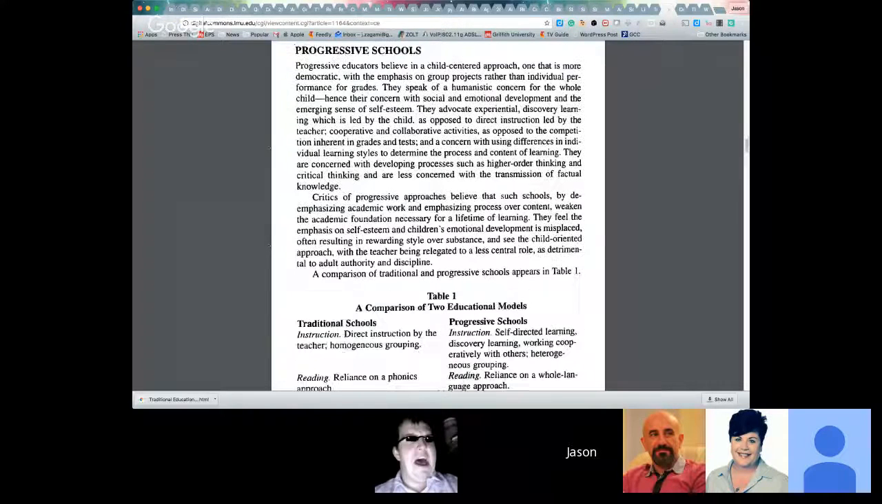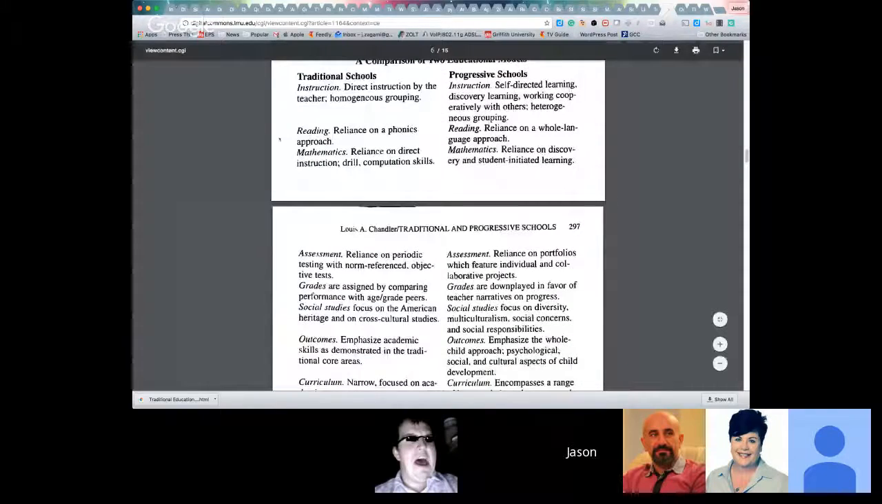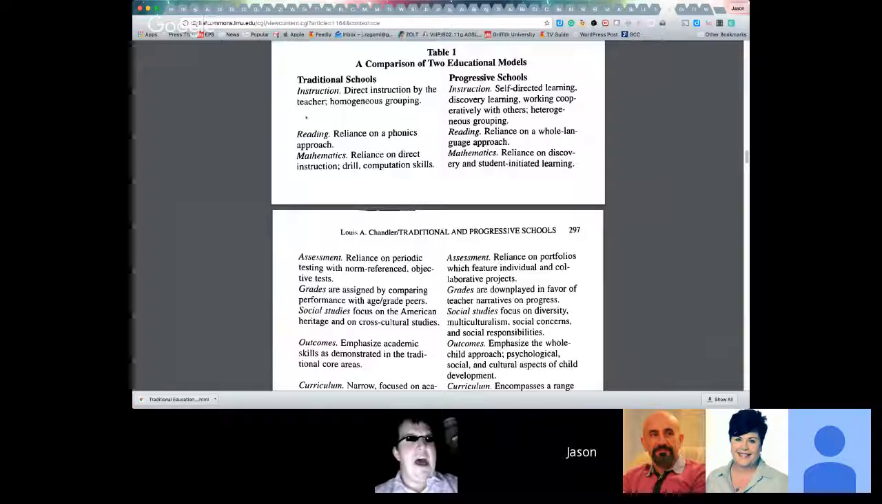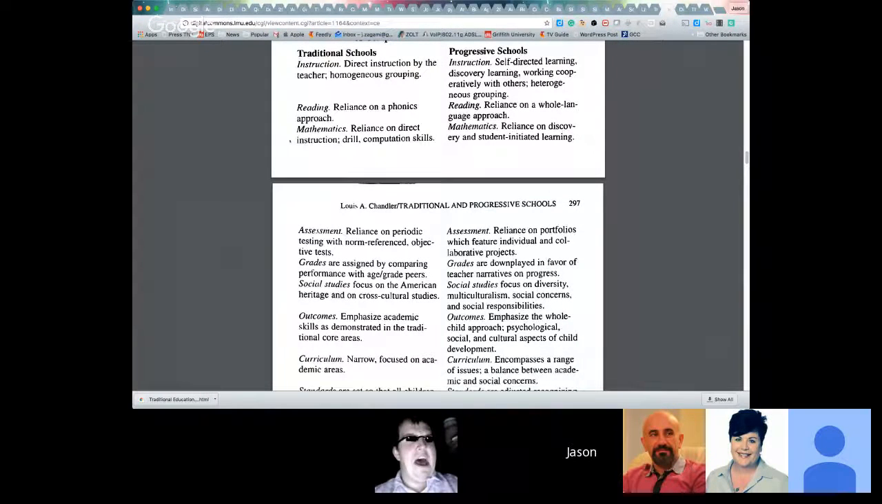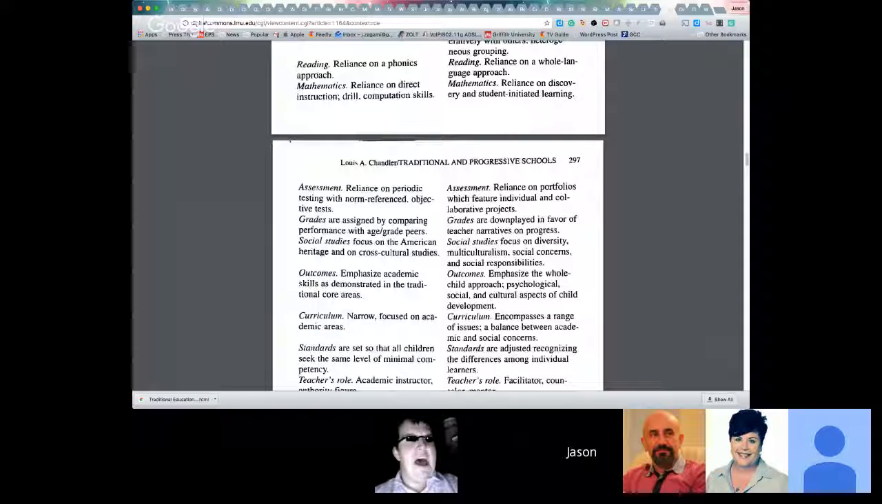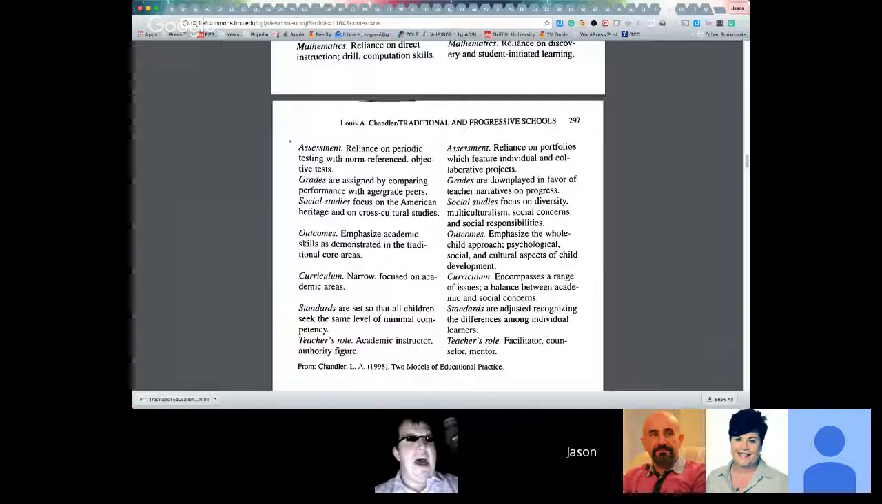So let's have a look at a little bit of the table between the two. Traditional schools are described as being direct instruction by homogeneous groupings and reliance upon phonics, for example, for reading, and direct instruction and drill and practice and computational skills in mathematics. Fairly regular testing against norm-referenced objectives, comparing students against their peers, and things of that nature. So it's what we would have seen in traditional education through the end of the 18th century and into the 19th and 20th centuries.